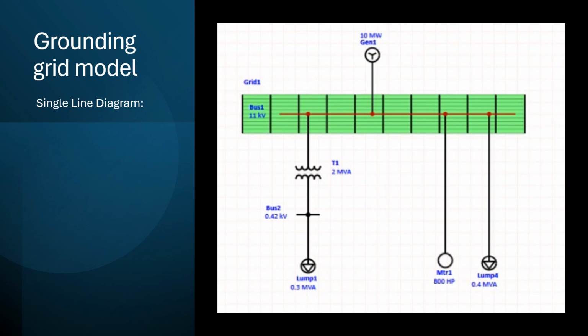Okay, so here is the grounding grid model. This is the single line diagram that we have generated in ETAP.